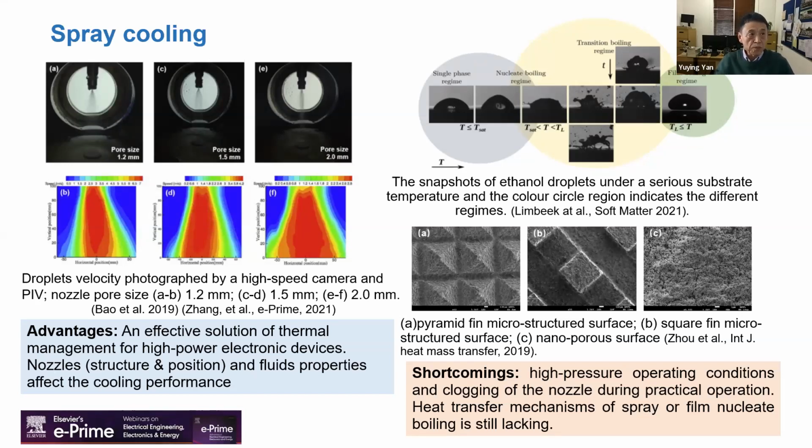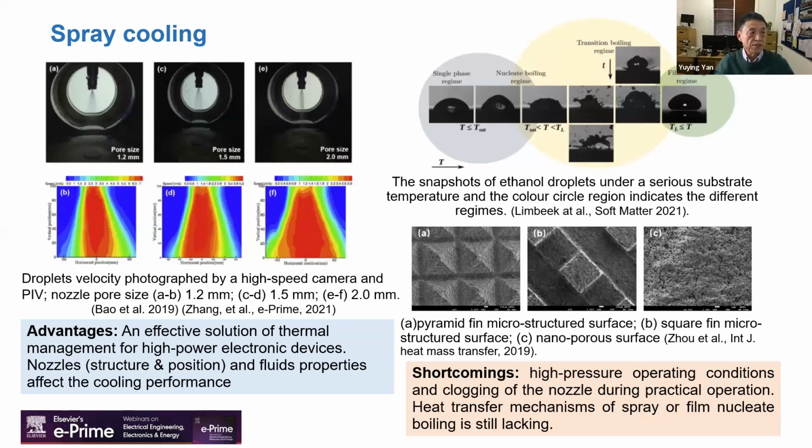The physical properties of a heating surface also have a significant effect on cooling performance. Many researchers have studied surface roughness and how this could improve the spray cooling performance. Microstructured and nanoporous surfaces are prepared and investigated in a number of studies. Both advantages and disadvantages of spray cooling can be identified.